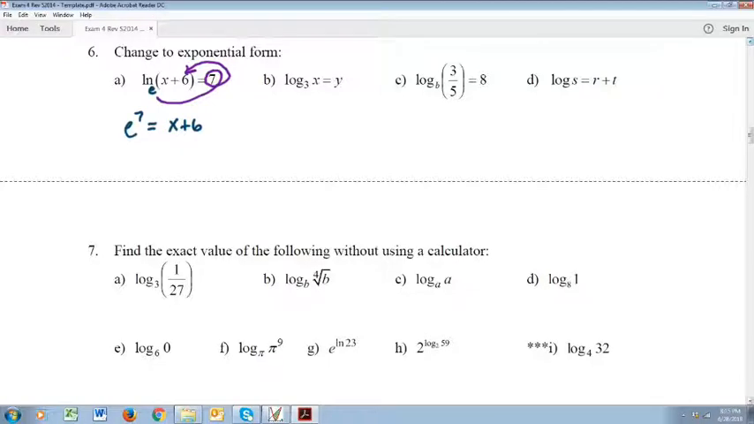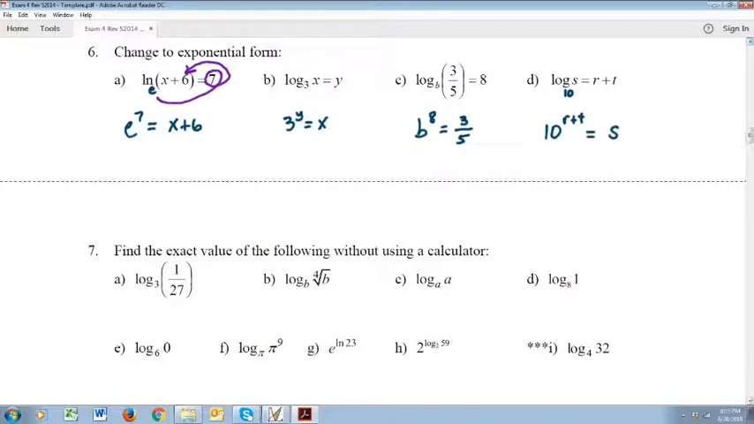So again, that's one way to do it visually. On part B, we have 3 to the y power equals x. Letter C, we have a base of b to the 8th power equals an answer of 3/5. And D has a base of 10, so 10 to the r plus t power is equal to s.